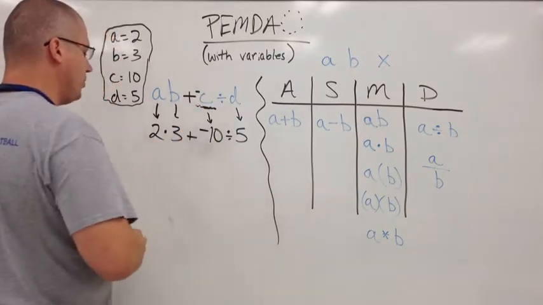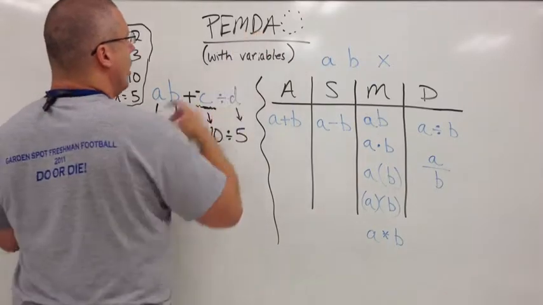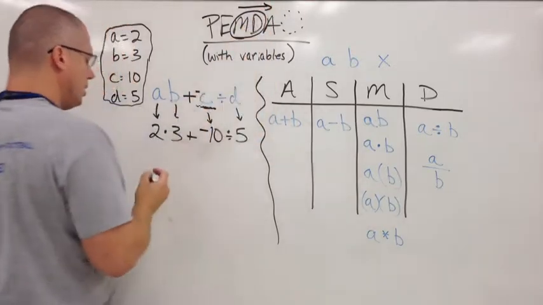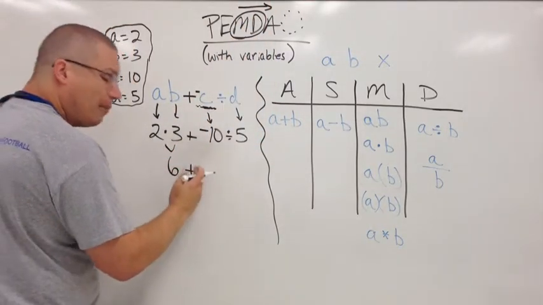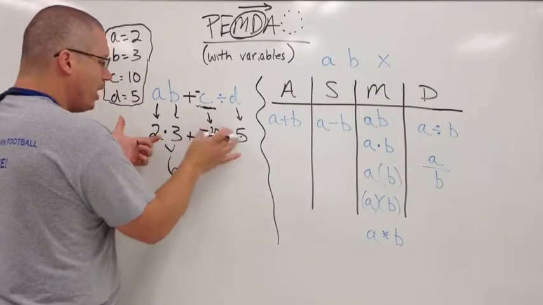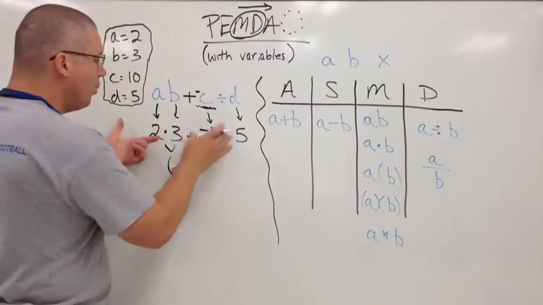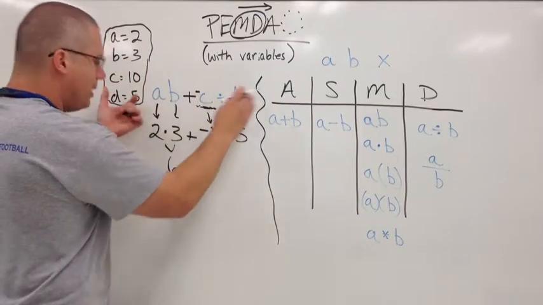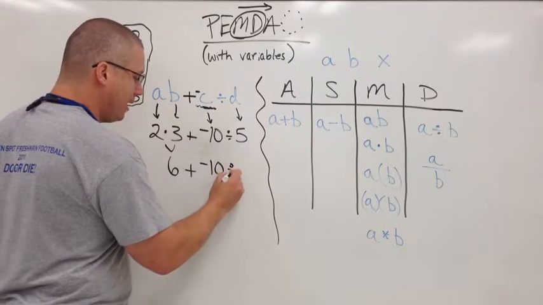Normal order of operations. Multiply, add, divide. Which comes first? Multiply, divide go first from left to right. So multiply goes first. 2 times 3 is 6. I copy the rest of my expression down. We are doing one operation per line. Even if you can do it in your head, that's great. But we will show our algebra steps to get to my answer, not just from here to the answer. Plus negative 10, divide by 5.